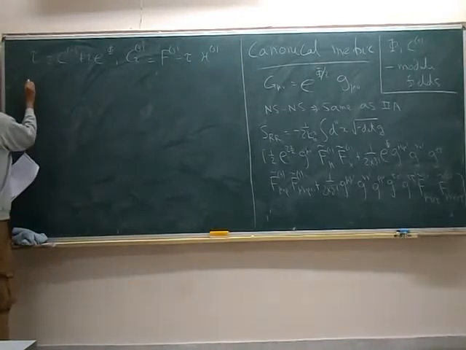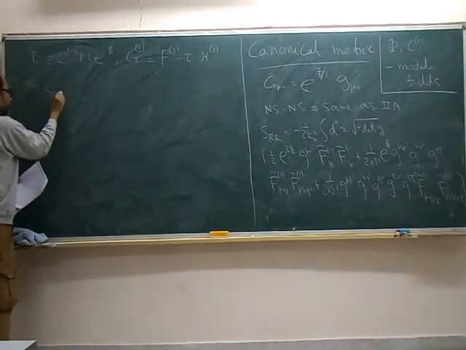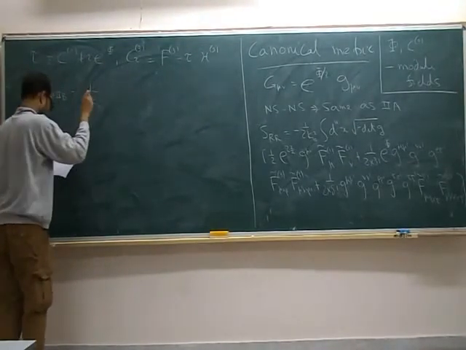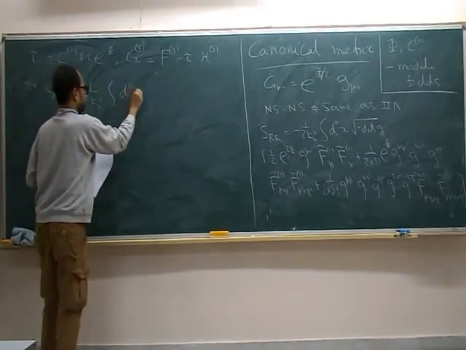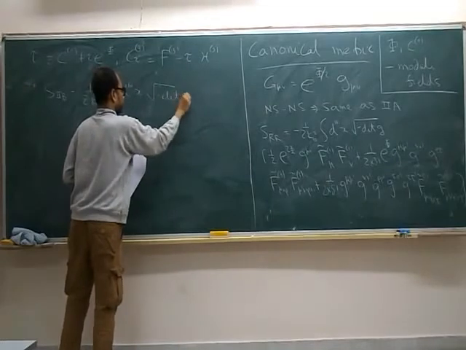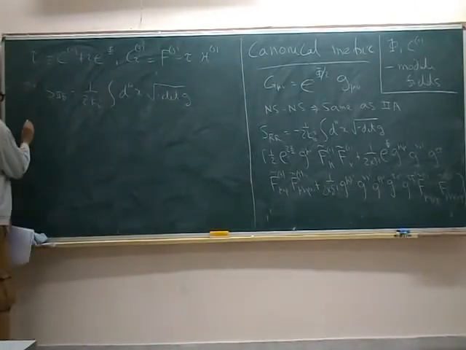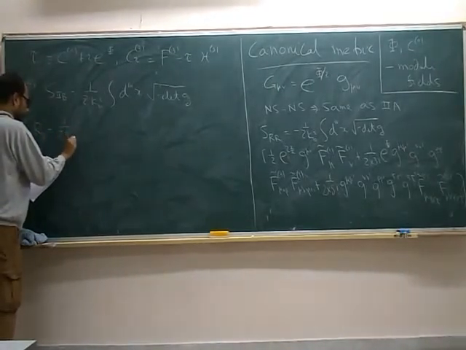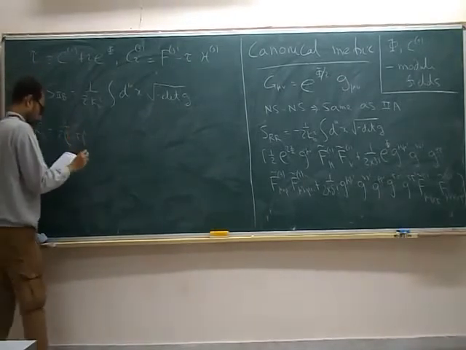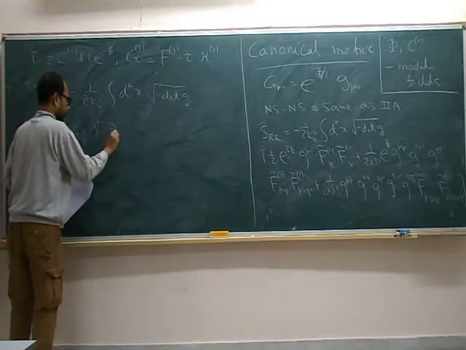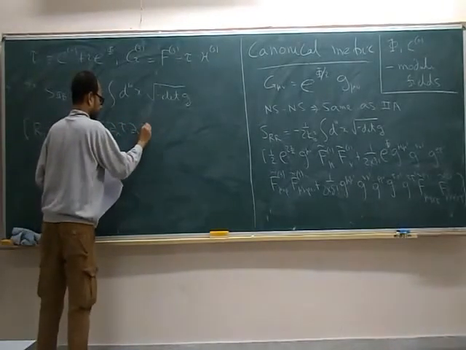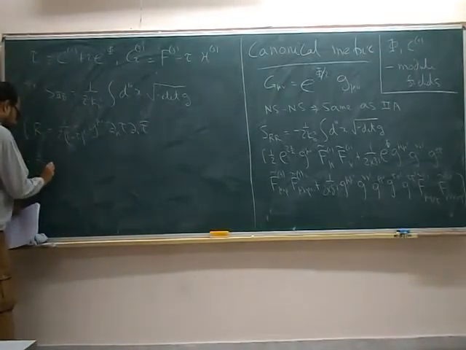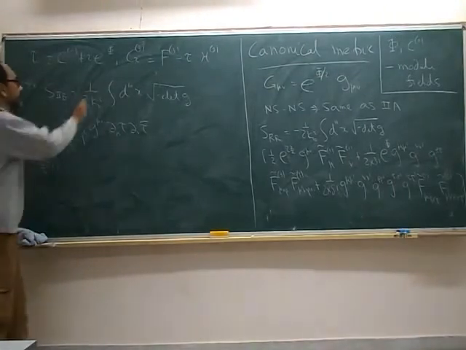Okay. And I'll leave it as an exercise to show that now the type 2B action takes the following form. So the imaginary part of tau is basically this e to the minus phi.